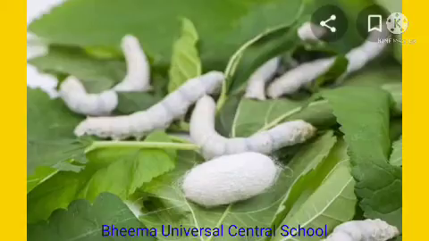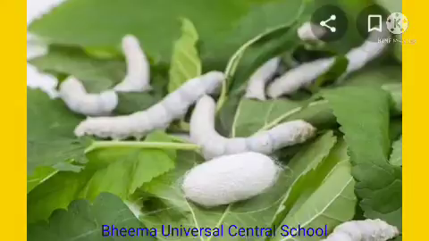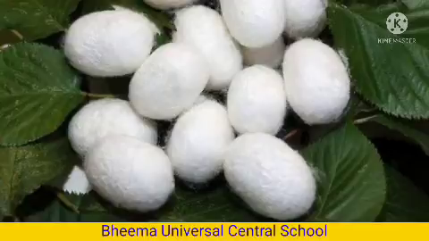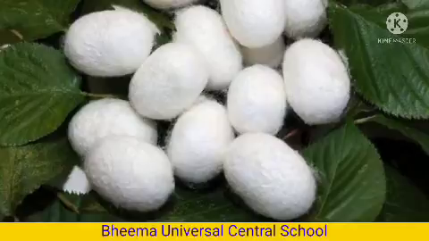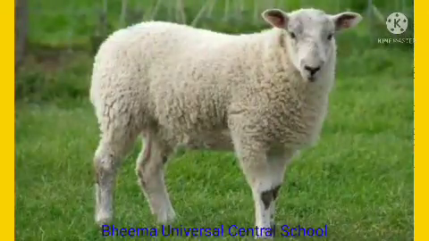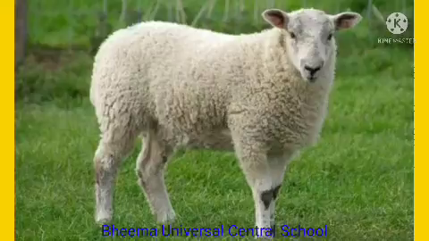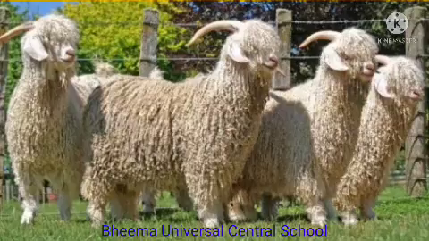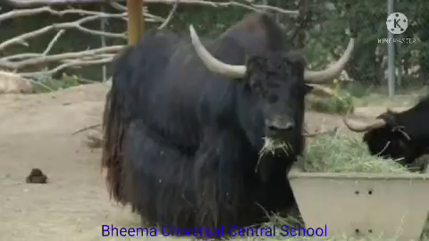Silkworms are fed on the leaves of mulberry trees. Each silkworm spins around 800 meters of thread to make a cocoon. Cocoons are boiled in water to kill the worms and unwound to get the fibers. Next animal fiber is wool. Wool is obtained from the fleece of animals such as sheep, goat, rabbit, yak or camel.